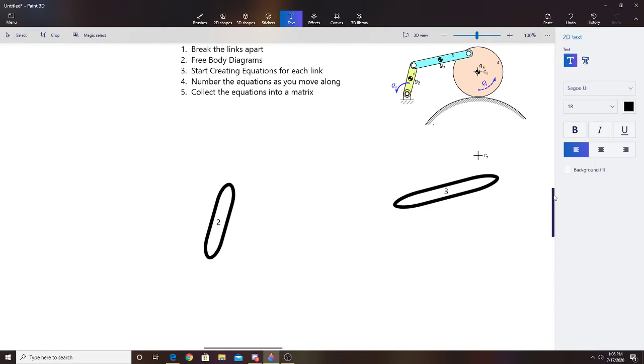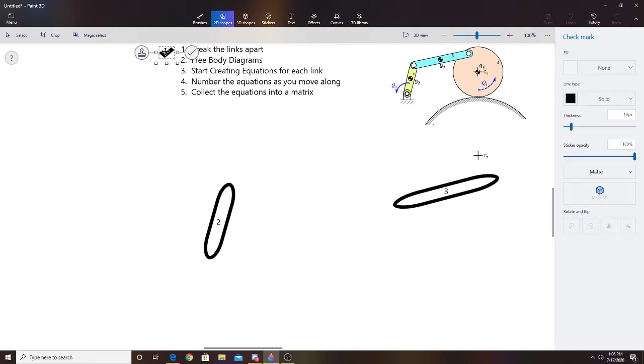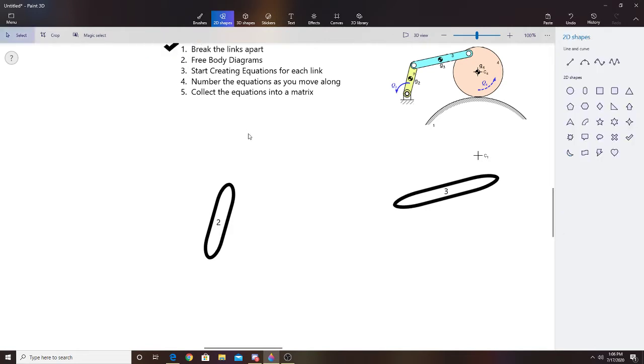So the first step has been completed. We have broken apart the links, right? Or break apart each part of the mechanism. So check mark. We did it, guys. Now, free body diagram. That's the next part. So the free body diagram is where we have to then make our links and forces.